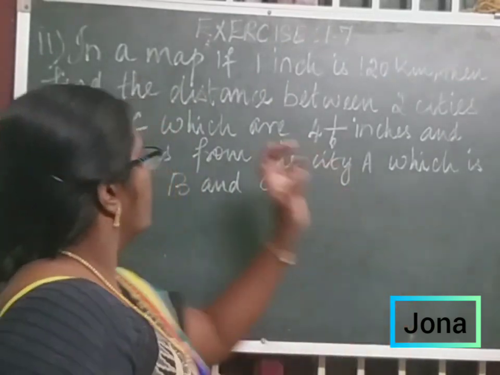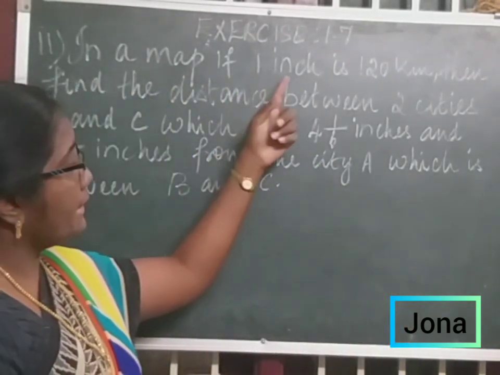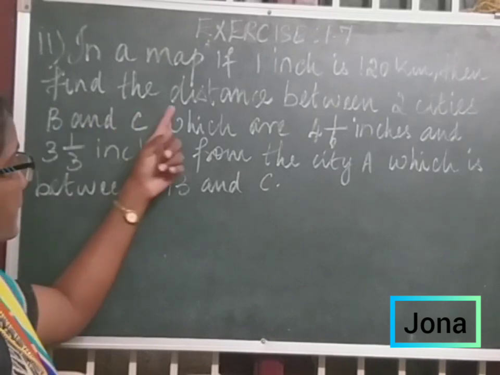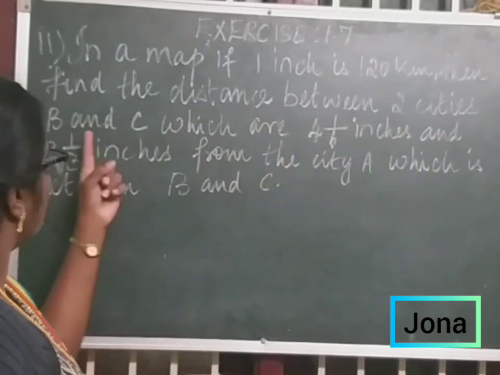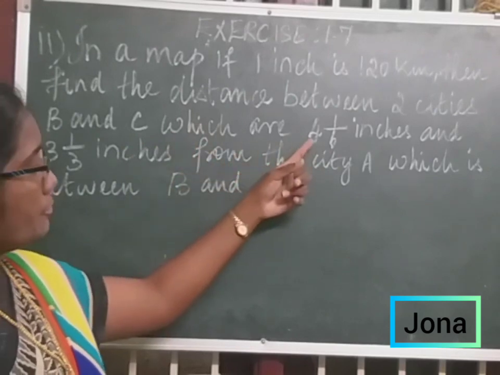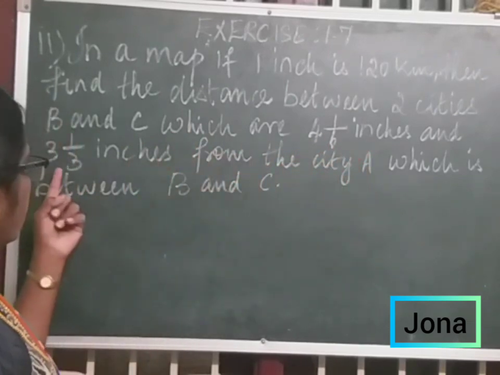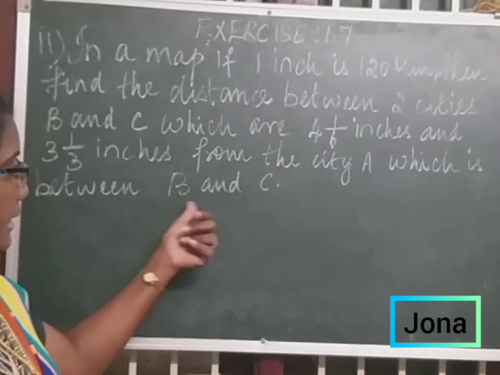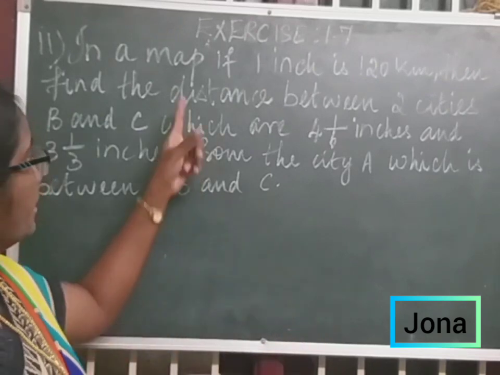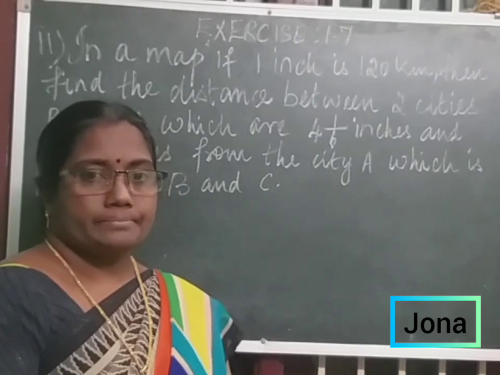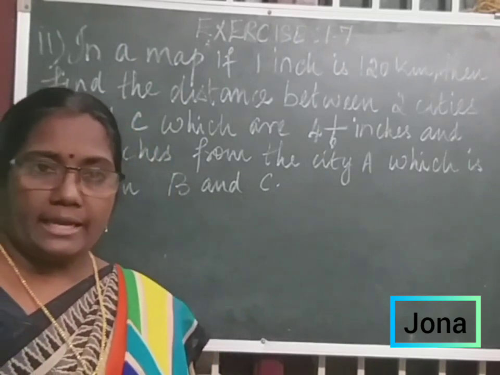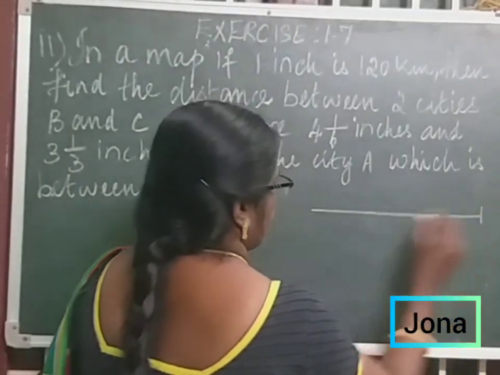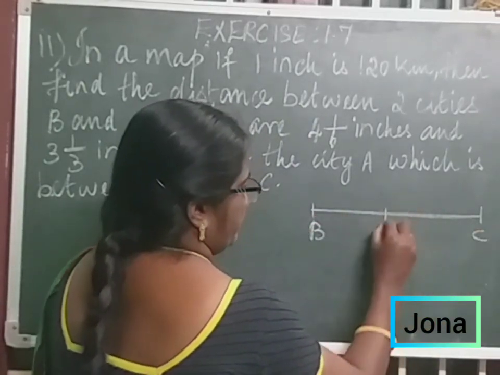11th problem. In a map, if 1 inch is 120 kilometers, then find the distance between two cities B and C, which are 4 1/6 inches and 3 1/3 inches from the city A, which is between B and C. Here 1 inch refers to 120 kilometers. Here city A lies between B and C.